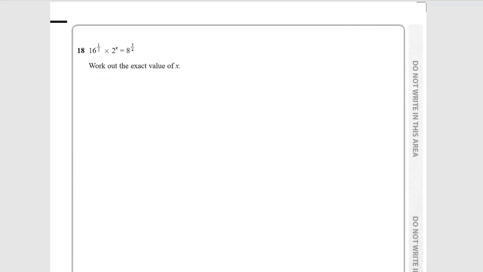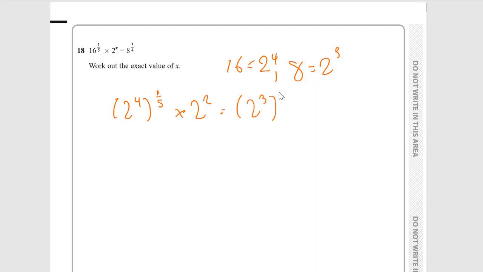Okay, question 18. Work out the exact value of x. So in this case, 16 is 2 to the power of 4 and 8 is 2 to the power of 3. So we can say, instead of 16, writing 2 to the power of 4 to the power of a fifth times by 2 to the x equals 2 to the power of 3 to the power of 3 over 4. So again, just the normal laws of indices.